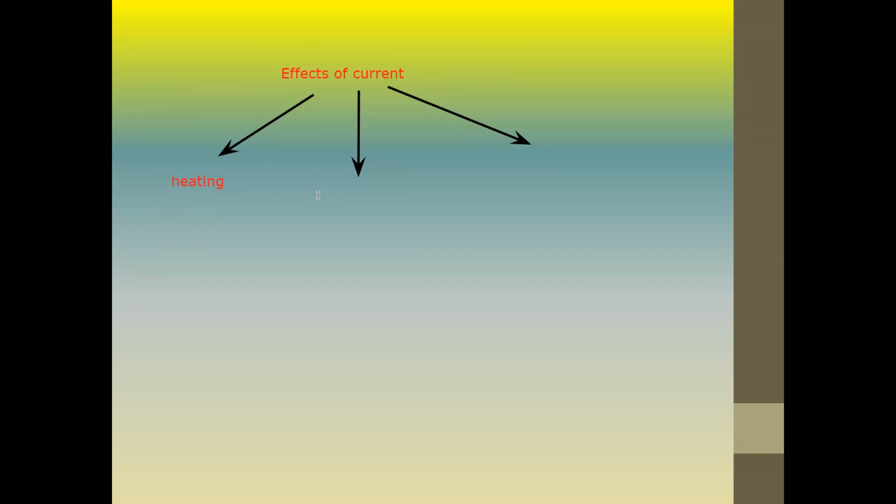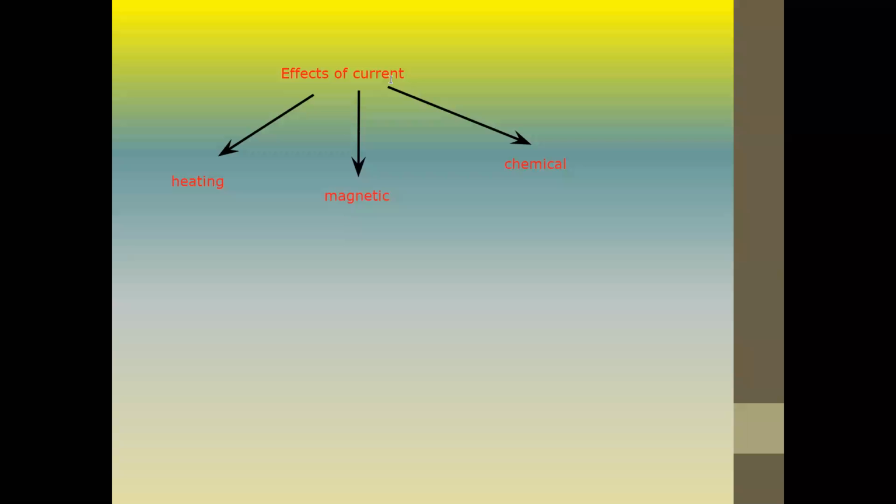The second effect, whenever there is a current, there is always a magnetic field. So current always produces a magnetic field, because as we discussed, the magnetic field is due to moving charges and current is due to the flow of charges or electrons. That is why current always produces a magnetic field, which we call the magnetic effect of current. There is also another effect, called the chemical effect of current. What is the meaning of chemical effect of current? By passing a current, you can carry out chemical changes. Those who studied electrolysis can understand this chemical effect easily.